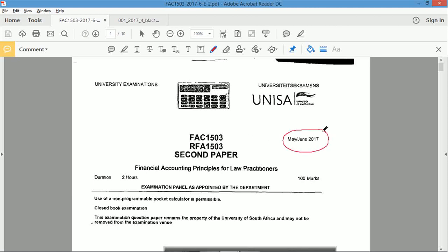FAC1503, May/June 2017. This is the second paper. It's a 2-hour paper, 100 marks. Remember, you need 50% to pass, so always apply good exam technique. What do you do when you get the paper?